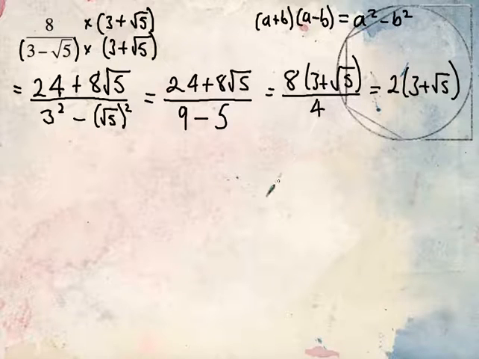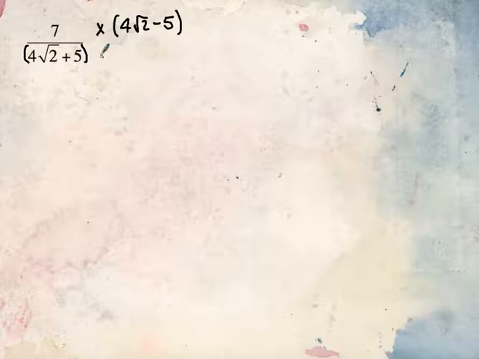Okay, let's have a look at the second example. I've got 7 over 4 root 2 plus 5. So again, what I'm going to do is multiply by the conjugate here. I'm going to multiply the top, and remember, if you need to, put this in brackets to remind yourself: this is 4 root 2 minus 5 times 4 root 2 minus 5.